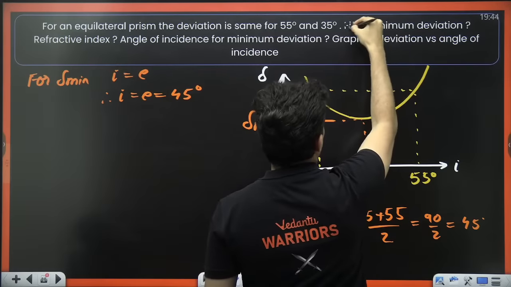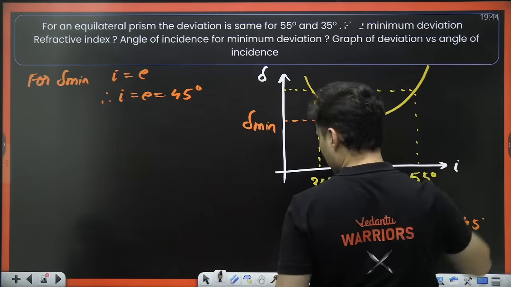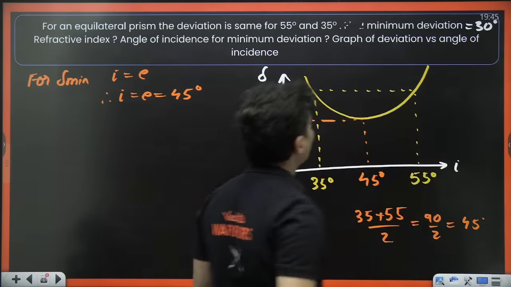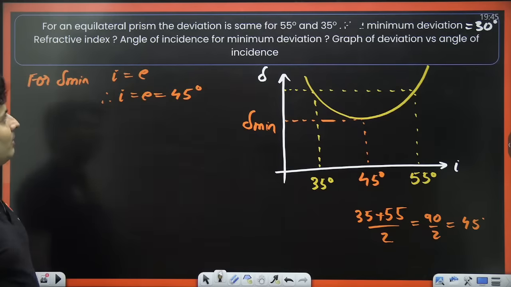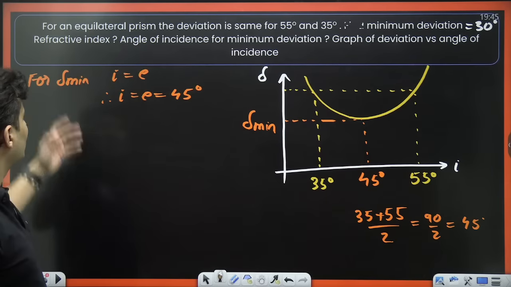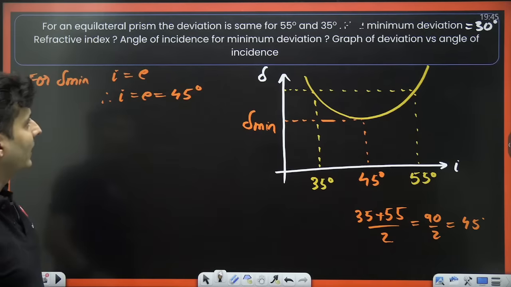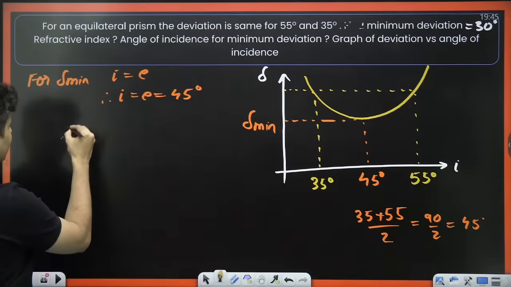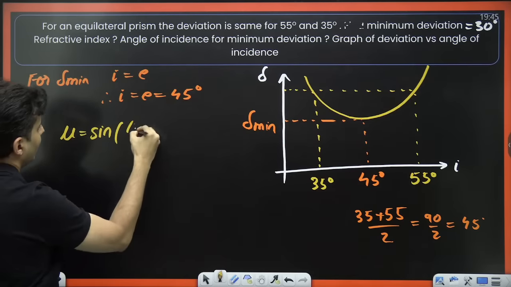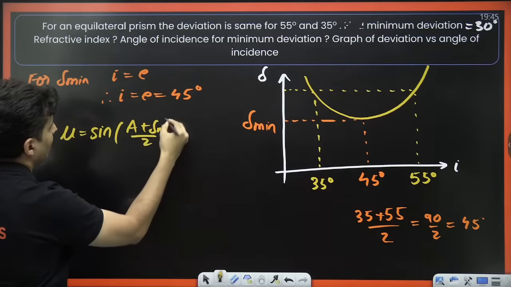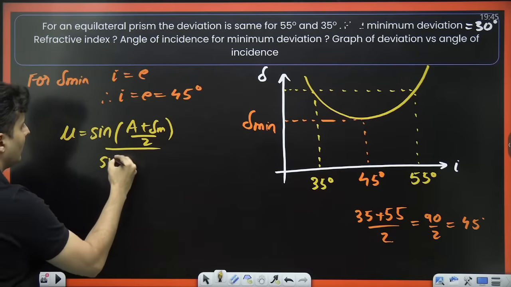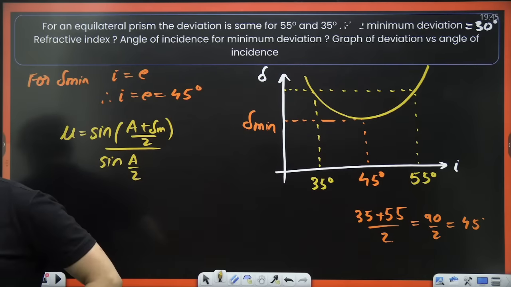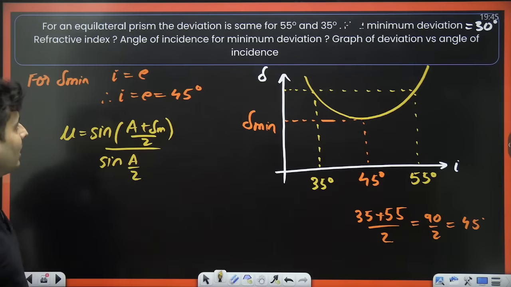Let me just put it up over here. Let's say minimum deviation, let's assume something. Example is 30 degrees. This needs to be given. Without that, we will not be able to, because nothing else is given over here. So, all right, with this I think we can now find the refractive index, because mu is sine of (A plus minimum deviation) by 2 upon sine of A by 2. We can use that, right?